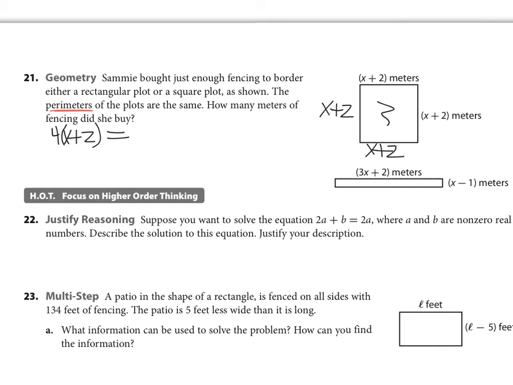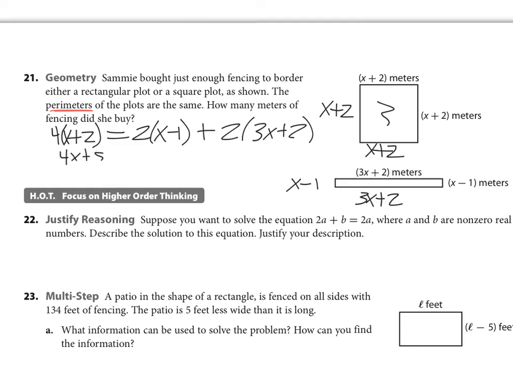The rectangle is 3x plus 2 on this side and x minus 1 on the other. So 2 times x minus 1 plus 2 times 3x plus 2. So now I have to solve this. So I do distributive property here. As I do that, that's going to give me 4x plus 8 equals 2x minus 2 plus 6x plus 4.